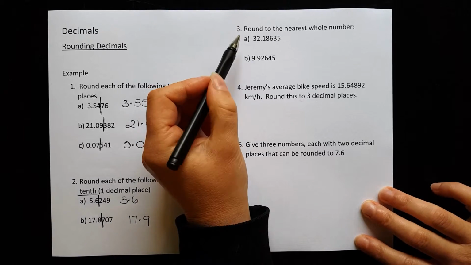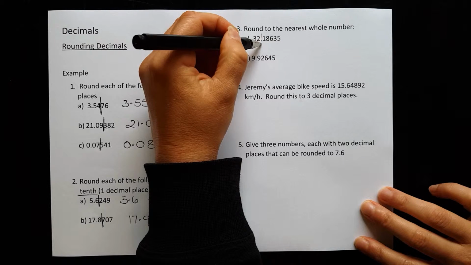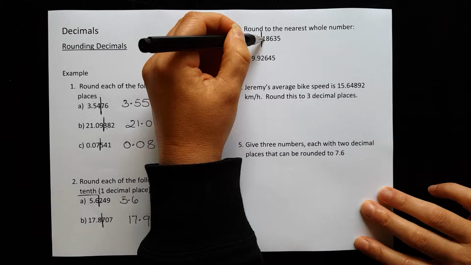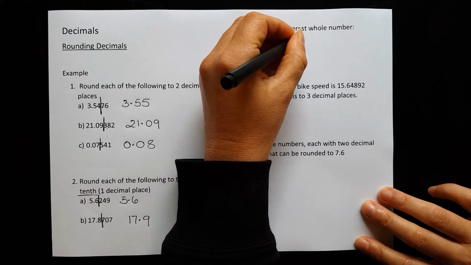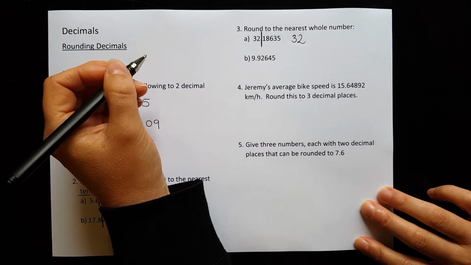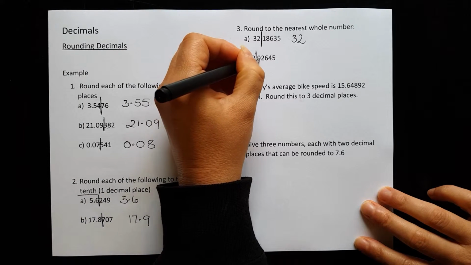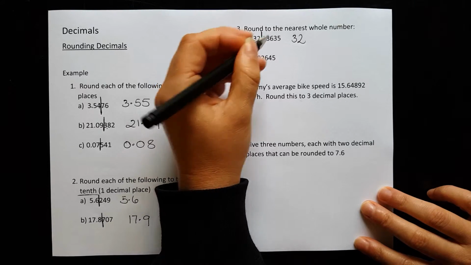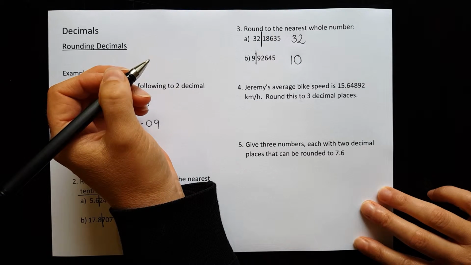In question 3, we want to round to the nearest whole number. So that means we want our line to be at our decimal point. Okay, and because I have a 1 after the decimal point, which is smaller than 5, I'm just going to leave that as 32 as the nearest whole number. In B though, if I draw my line here at the decimal point, my number is a 9. So I have to round this up. Now 9 becomes 10 as my nearest whole number.